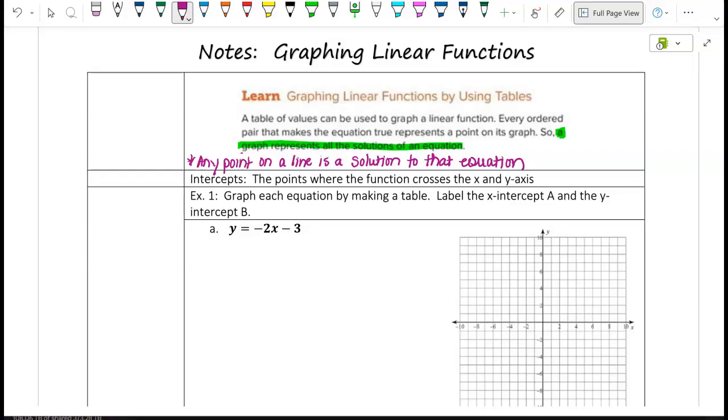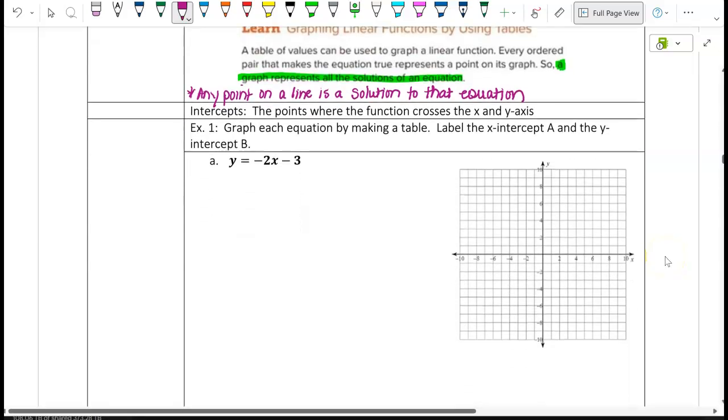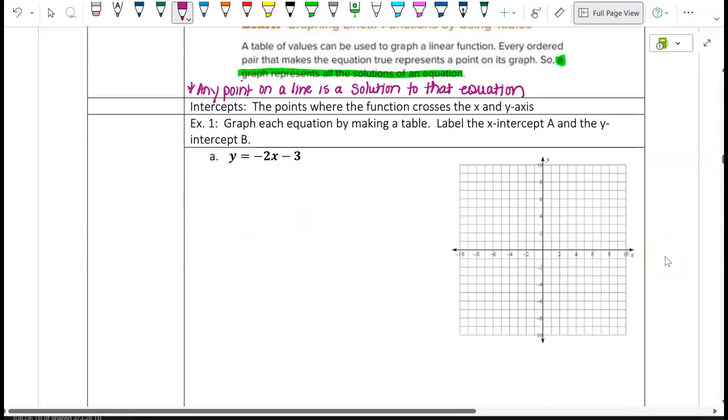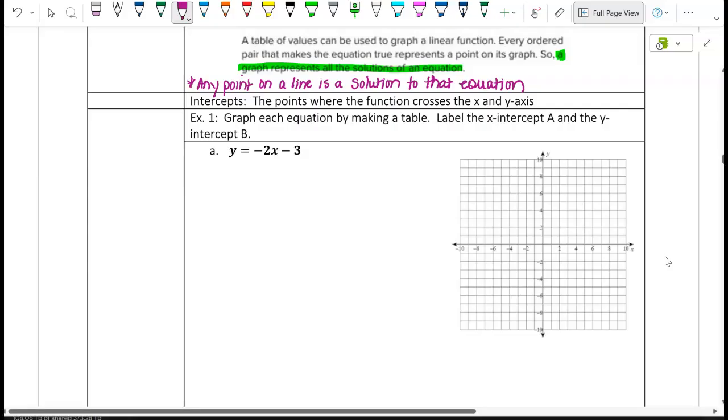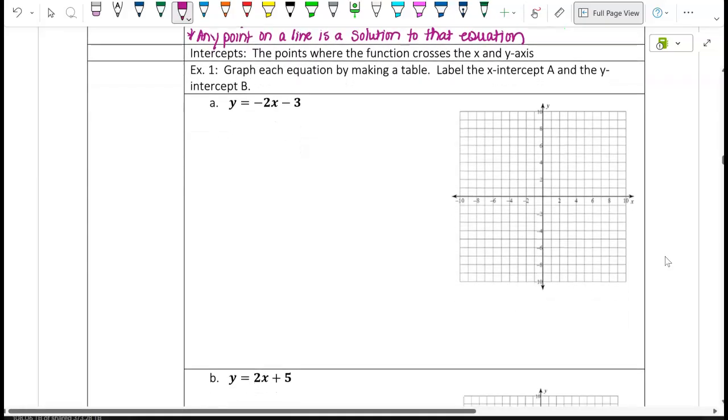And intercepts the points where the function crosses the x and y axis. And I bring up that term because in our first example here, it's going to say graph each equation by making a table, label the x-intercept A and the y-intercept B. So we need to know when it's asking about the x and y intercepts, it's saying where does our function cross the x-axis and where does our function cross the y-axis.